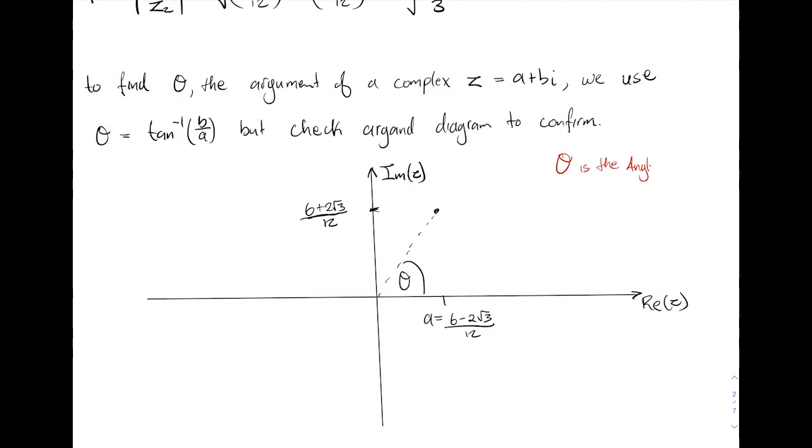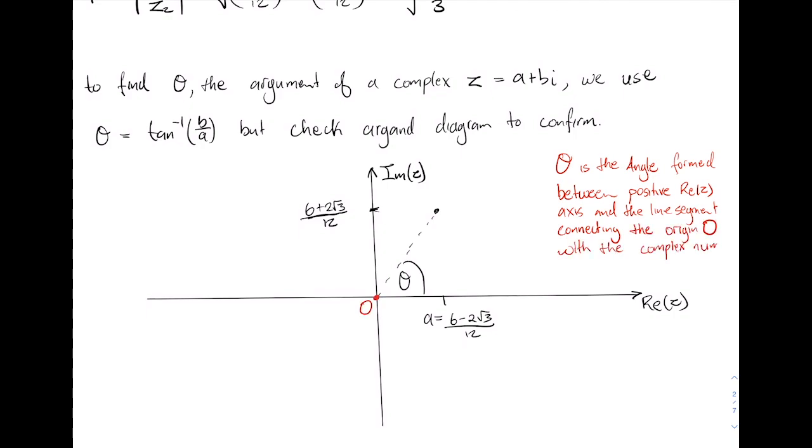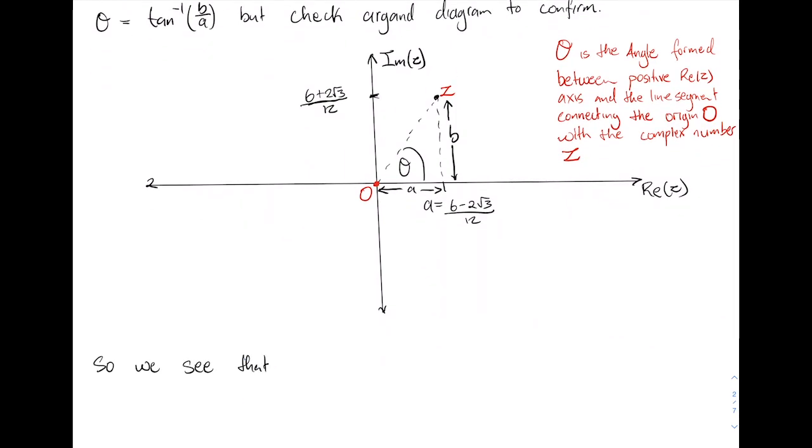We say that theta is the angle formed between the positive real z-axis and the line segment connecting the origin O with the complex number z. And there we have it. We can now recognize that theta is equal to tan inverse of the b component divided by the a component. Here our b component is (6 plus 2 square root 3) divided by 12, and our a component is (6 minus 2 square root of 3) divided by 12.